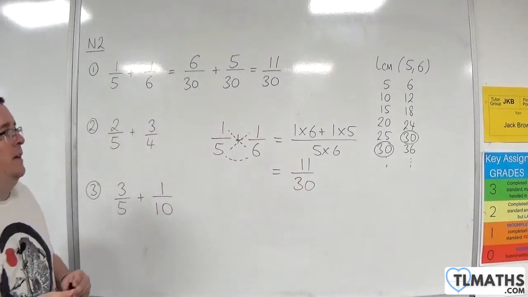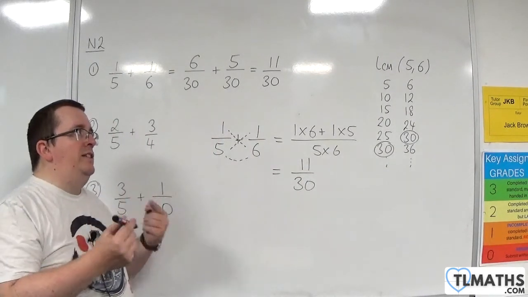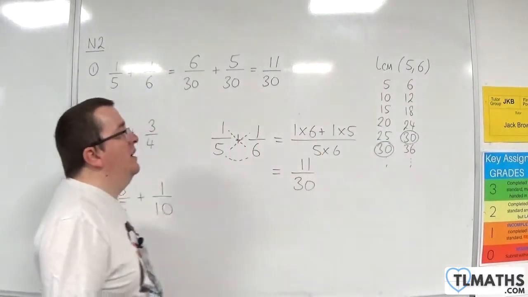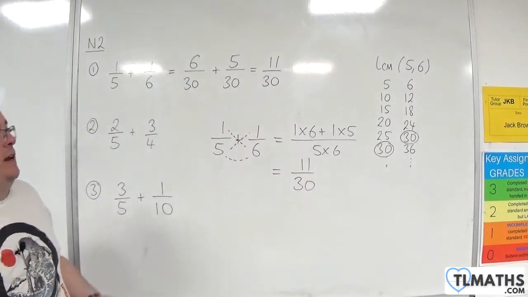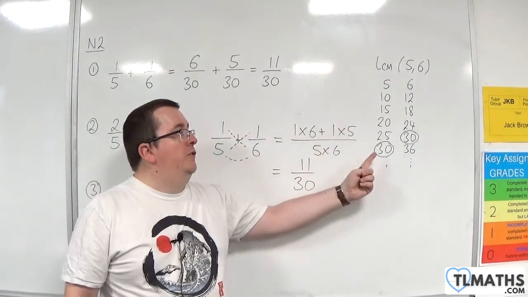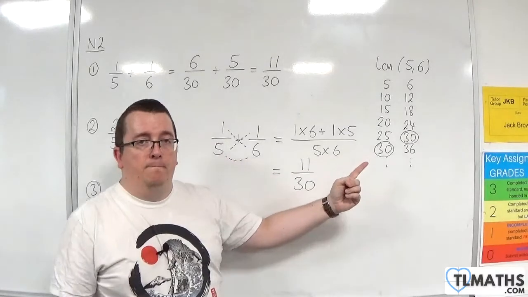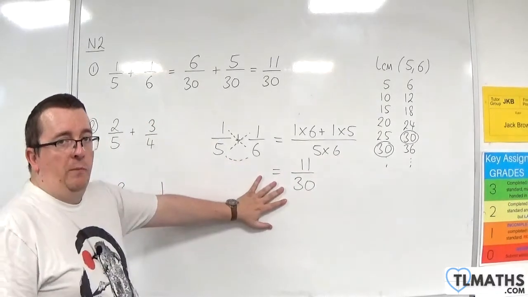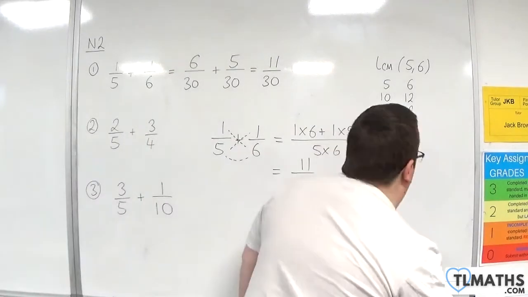So you can see that as the denominators get larger, this method of finding the lowest common multiple can get a bit arduous, when actually the lowest common multiple in this case would have just been 5 times 6 anyway. Okay, so there are benefits to using cross multiplication for certain examples.